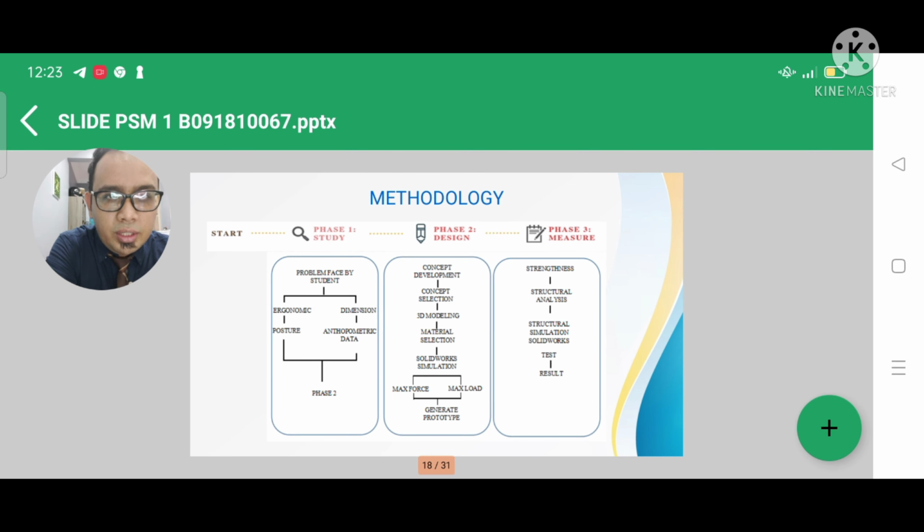The methodology. The first phase is the problem faced by students: ergonomic posture, dimensions, and anthropometric data. Then we continue to phase 2: concept development, concept selection, 3D modeling, material selection, SolidWorks simulation, max force, max load, and generating the prototype. And lastly, the strength and structural analysis: structural simulation, SolidWorks, test, and the result.